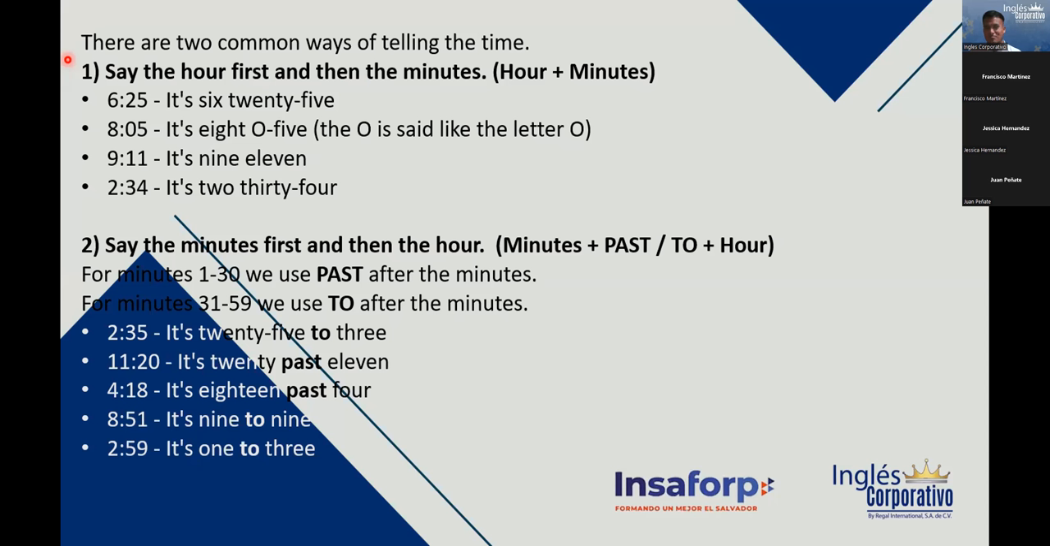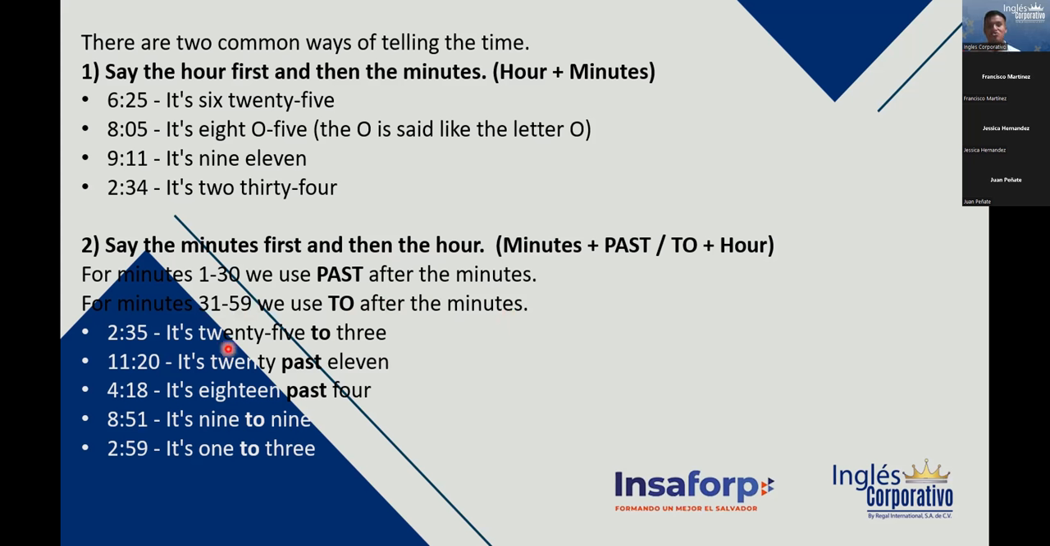It is 2:25. Almost close, 2:35. It's 2:35. Thank you very much, Francisco. Now, en la segunda forma, como ya es el 35, yo voy a decir el minuto, primero los minutos y después la próxima hora, la que está después de las dos. ¿Sí? Porque del minuto 31 al 59, yo voy a decir la hora que viene, no la que estoy.